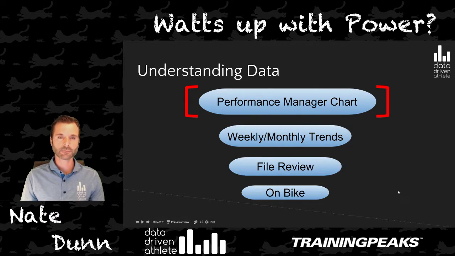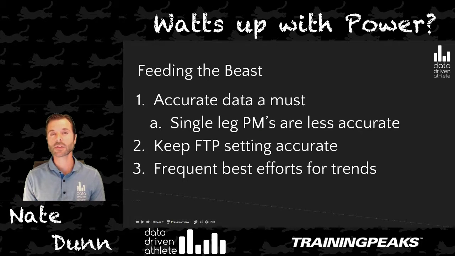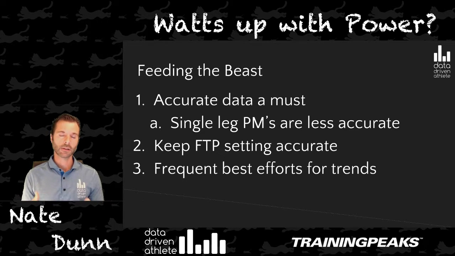So next slide, please. Before we talk about some of the specifics of the performance manager chart, it's important to know that accurate data is a must. Sometimes single leg power meters can mess up some of the calculations of the performance manager chart, because the performance manager chart is built off the metric of TSS. And TSS is based first on accurate data coming from your power meter, and then also on an FTP setting that you have set in Training Peaks. So it's important to take care of both of those elements, and to make sure that your power meter is accurate and calibrated, and also that your FTP setting is up to date in Training Peaks, to make sure you're getting the best use out of that.